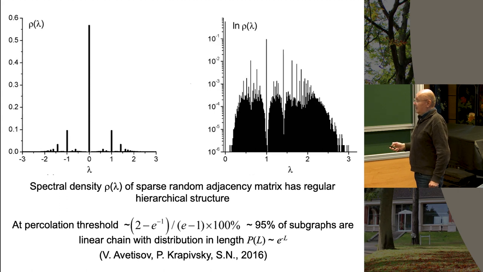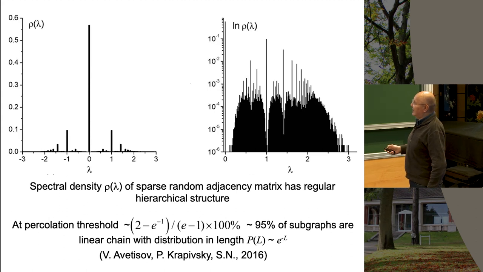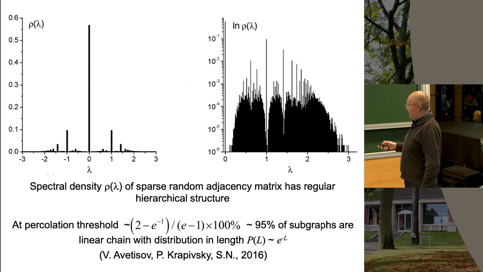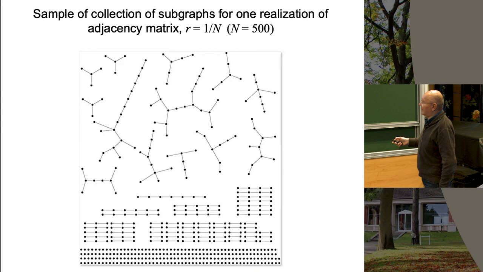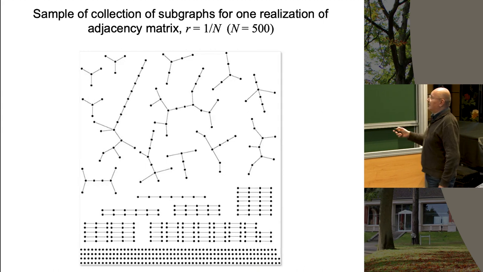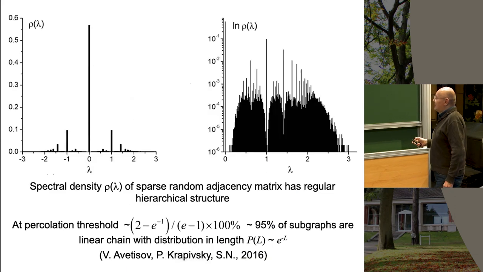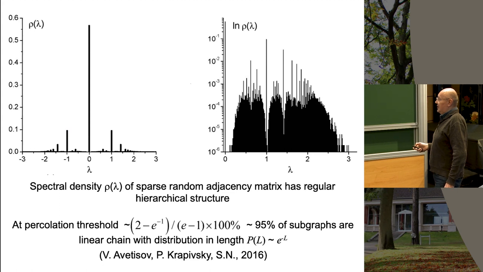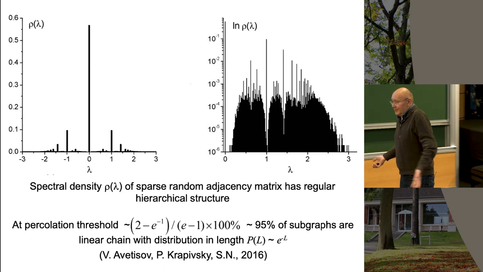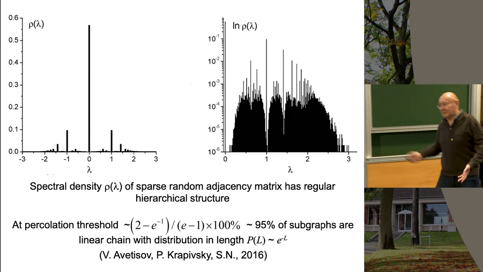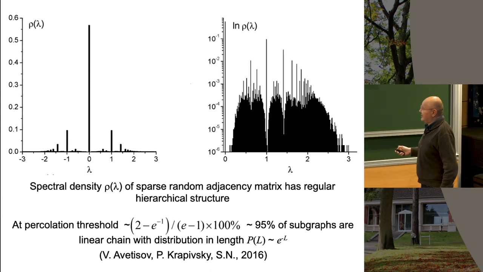And what we have found, and this is an exact result, is that in the thermodynamic limit, when the system is very large, the fraction of linear subchains like that, including separated points but not branching structures, at the percolation threshold is almost 95%, and they have an exponential distribution. Of course, we cannot solve the problem exactly, so the first attempt is just to say, okay, let's forget about the 5% of the rest and consider only this one.